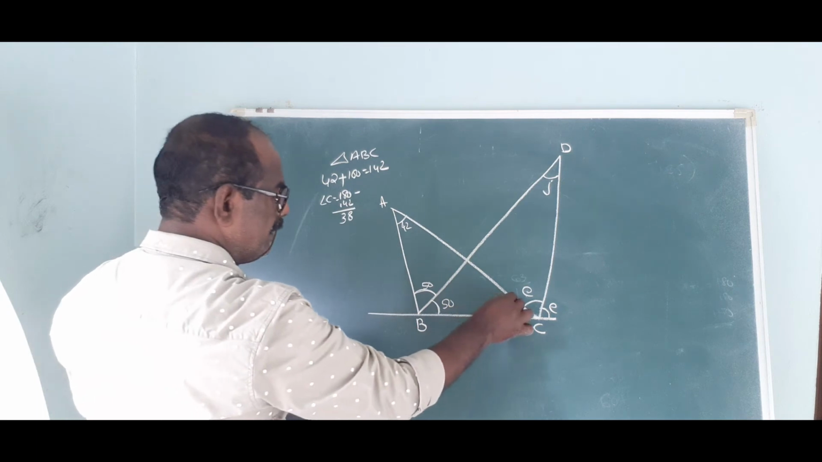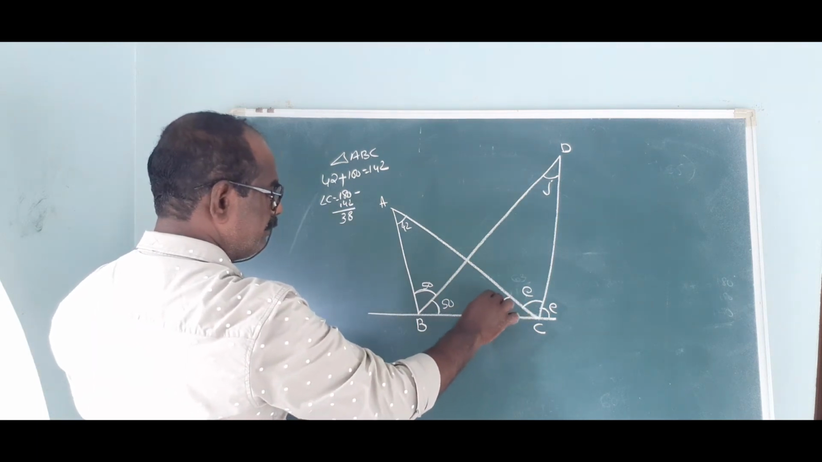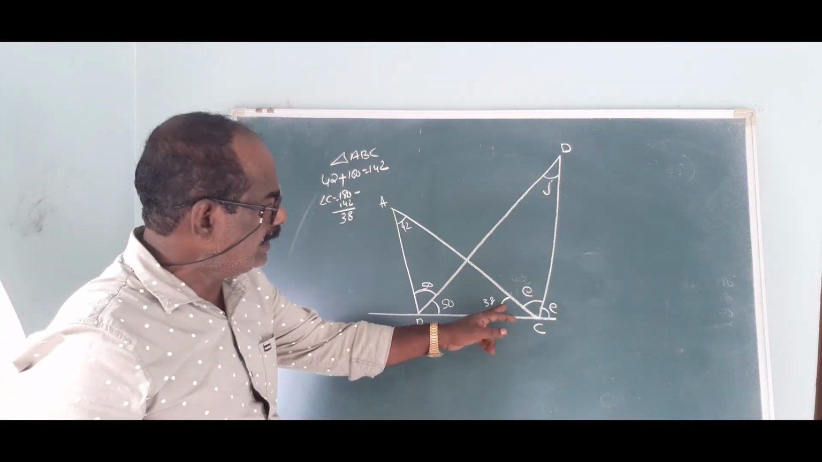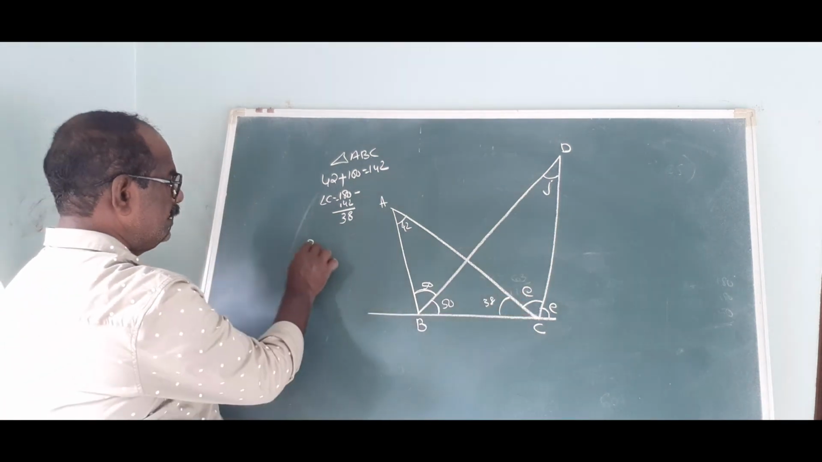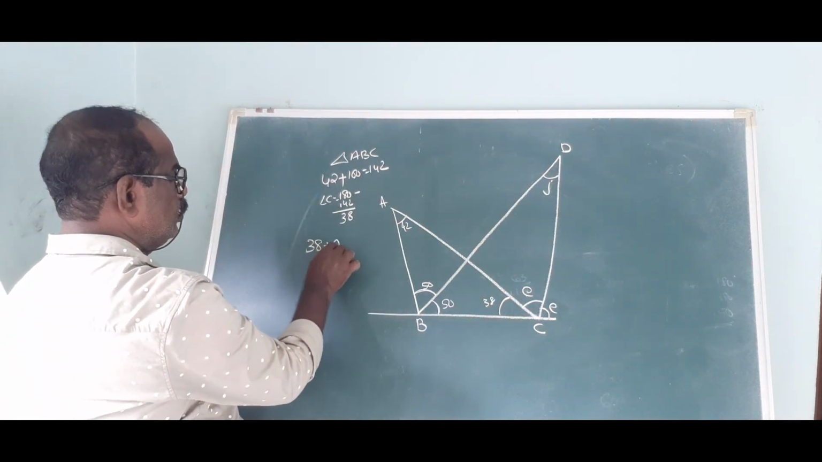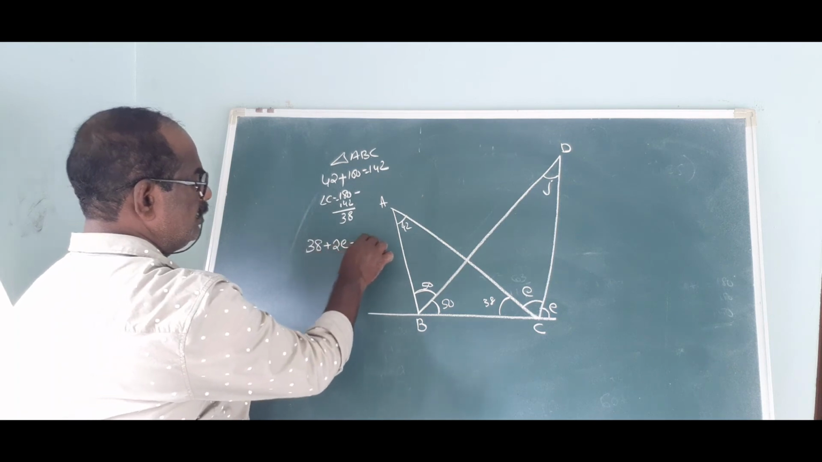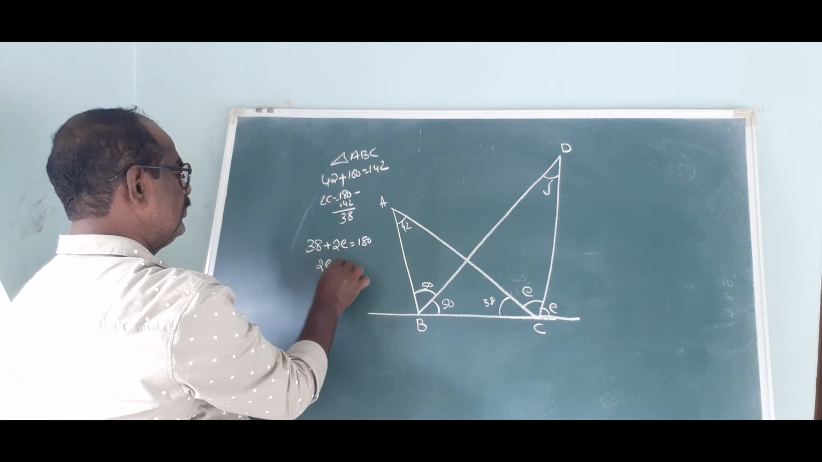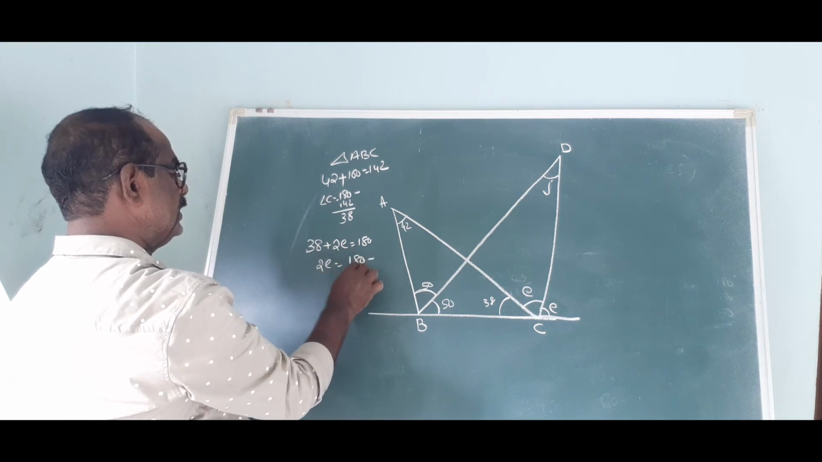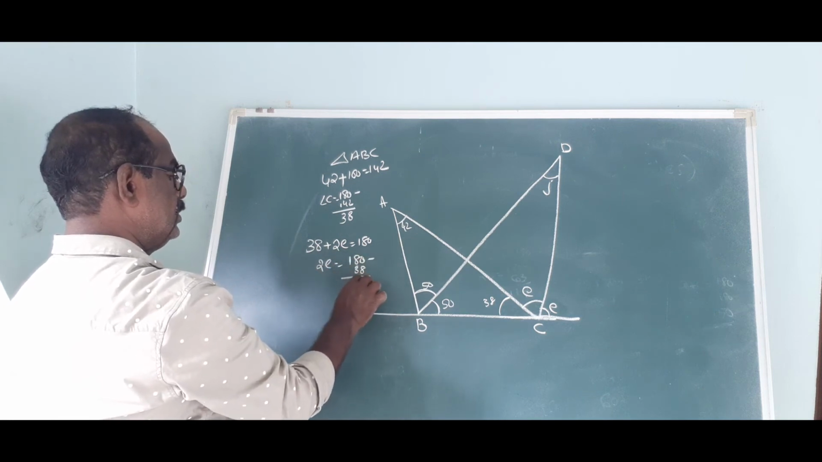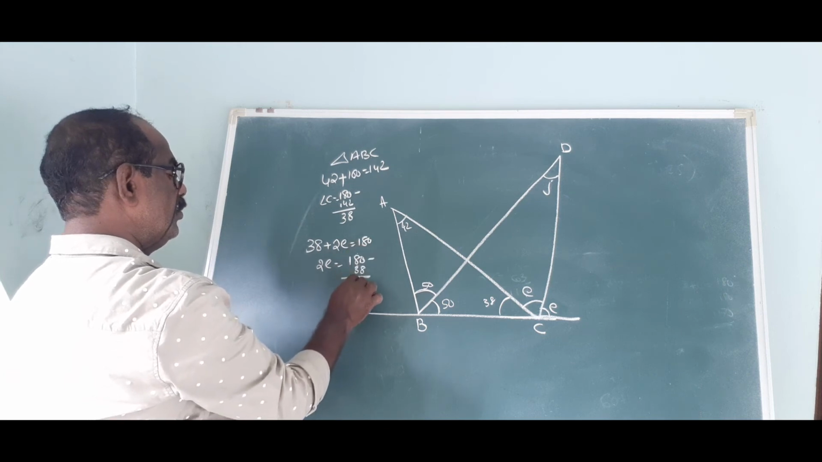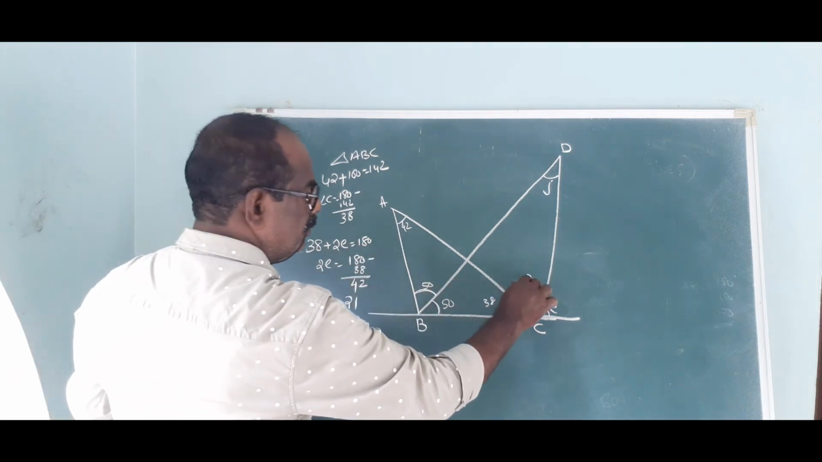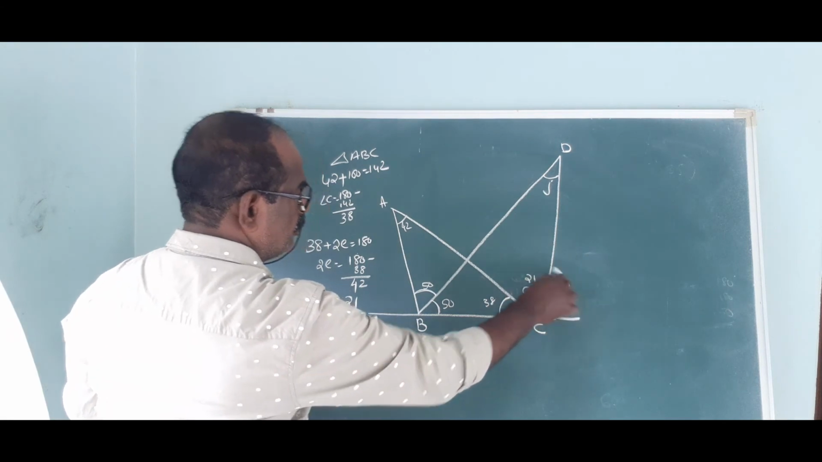This became 38. Now 38 plus 2E is equal to 190 because this is the linear pair. So 2E is equal to 190 minus 38, which is 142. What is E? E is equal to 71. E is equal to 71. This is equal to 71.